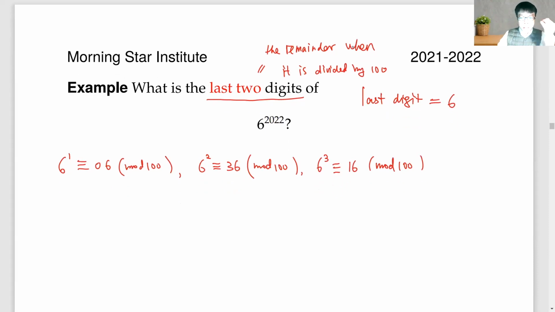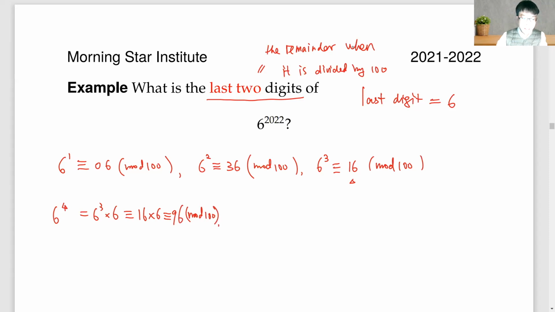So we don't need to worry about that big number. For example, if we do 6 to the fourth, you don't need to worry about what 6 to the fourth is. It corresponds to 6 cube times 6, right? And 6 cube is congruent to 16. This is congruent to 16 times 6. You just take the last 2 digits of 6 cube and times 6. And then we take the last 2 digits, and that corresponds to 96 mod 100.